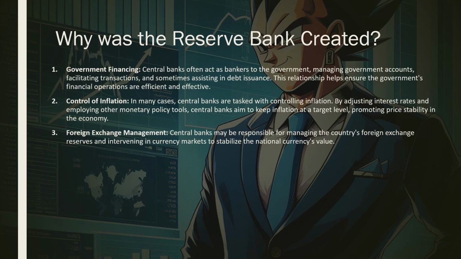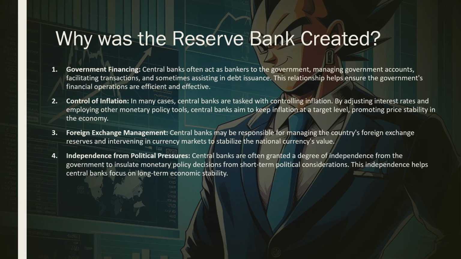The third one is foreign exchange management. Here, central banks may be responsible for managing the country's foreign exchange reserves and intervening in currency markets to stabilize the nation's currency's value. So the scope of work for the Reserve Bank is not only in maintaining domestic economic activity, but also international intervention if necessary to make sure that the currency is operating at the level it should be. Then the fourth one is independence from political pressures, which we've already discussed, right?